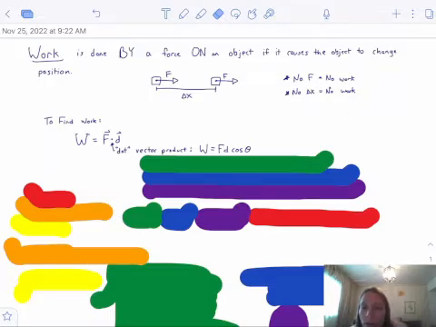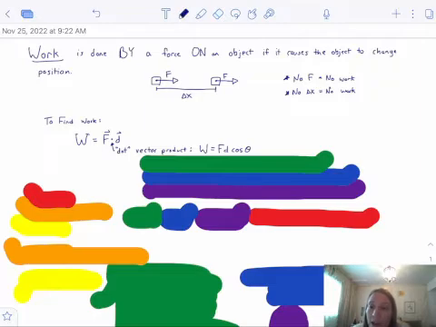When you multiply vectors, there's two ways you can do it. You can multiply vectors and come out with a number, and you can multiply vectors and come out with another vector. And this one, we're coming out with a number. And so work is not a vector, it's a scalar, which is just a number. It doesn't have direction. And so when you do that, you do work equals force times distance times the cosine of the angle between them.